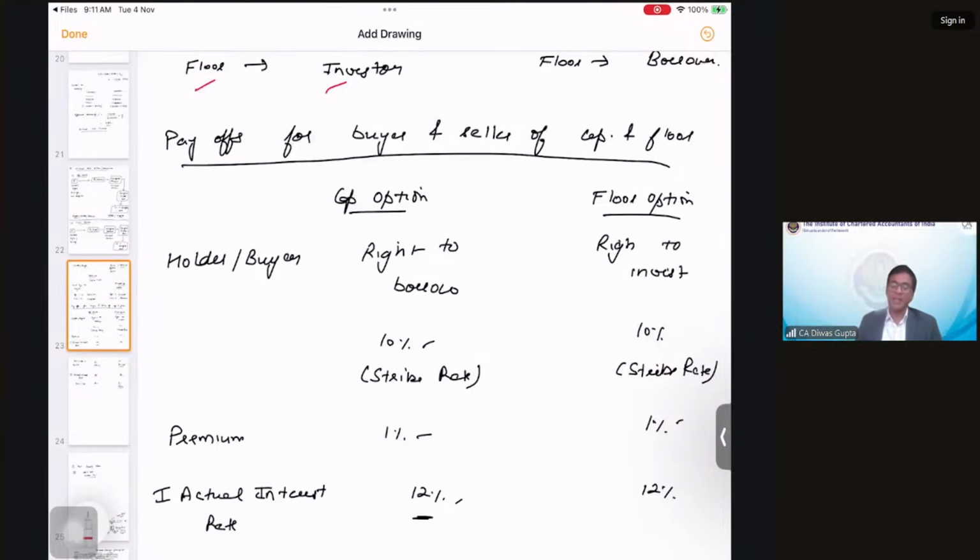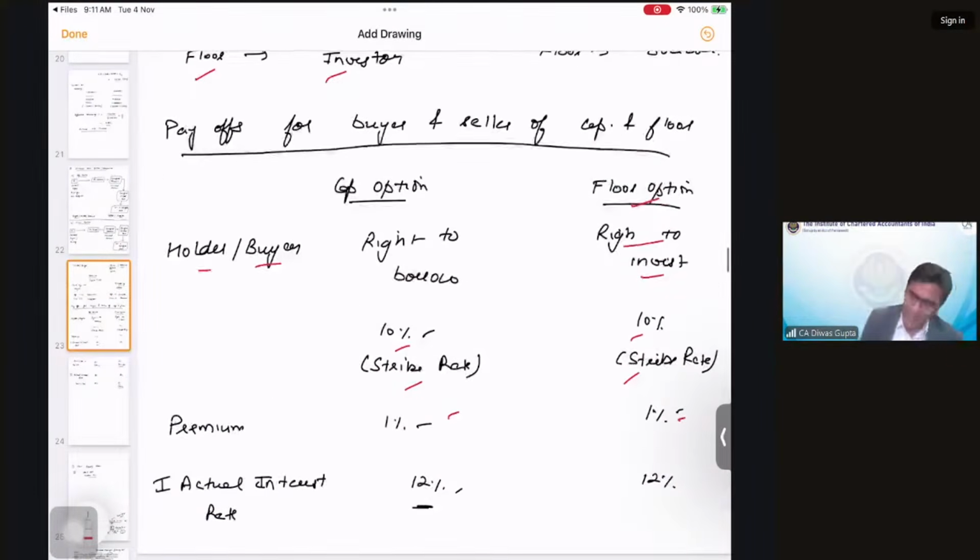Now the cap option, students, is giving a right to borrow, correct? From a holder or buyer perspective. And the floor option is a right to invest. In both cases, let's assume that the strike rate is 10%, students. The premium is going to be 1% in both the cases. Let's say the actual interest rate comes out to be 12% and 12%.